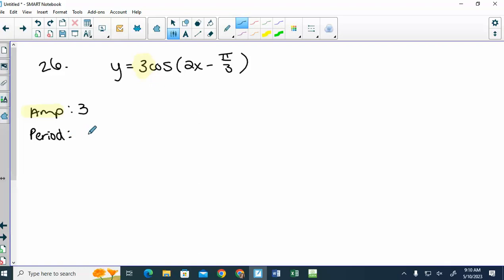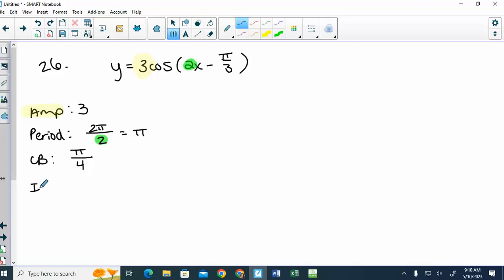Sine, cosine, secant, cosecant all have a normal period of 2 pi. Tangent and cotangent are different. What's their normal period? Pi. So we do 2 pi and then you divide by the coefficient of x. So this is 2 pi over 2, which is pi. Then we did our count by. And count by is whatever you get for your period divided by 4 for the 4 quadrants.